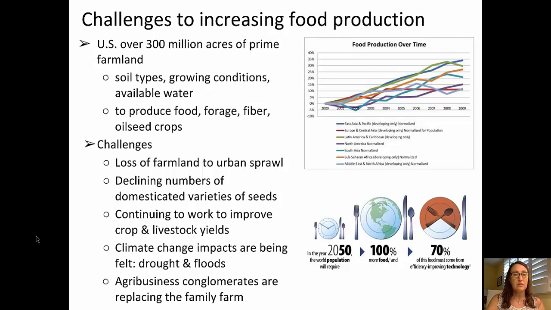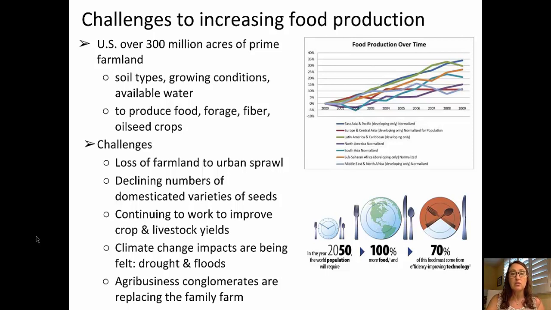Some of the challenges we face are a loss of farmland to urban and suburban sprawl, declining numbers of domesticated varieties of seeds, continuing to work to improve crop and livestock yields, the impacts of climate change, including droughts and floods, and agribusiness conglomerates that are replacing the old-fashioned family farms.